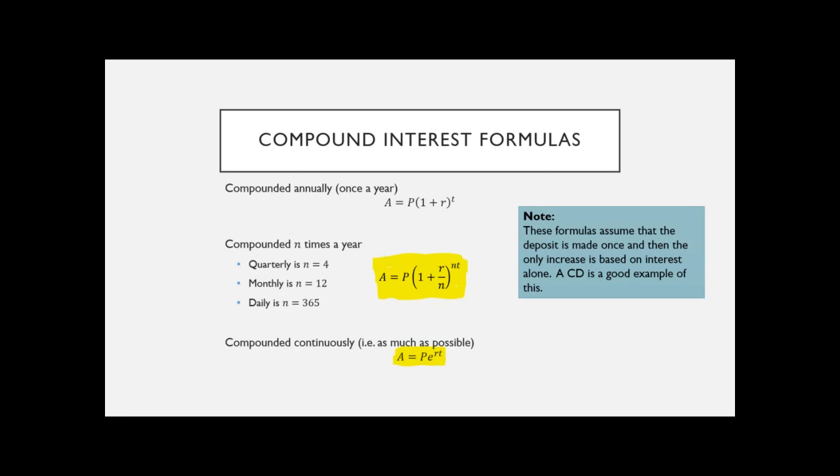So just as a note, all of these formulas assume that you're depositing money and then you're not putting in any more money, you're not taking out money, you're just letting it sit there. Usually the only situation where this will occur would be a certificate of deposit, or CD, because you get a penalty if you withdraw money and you can't add money once you open it. So that's really where this formula is mostly used.